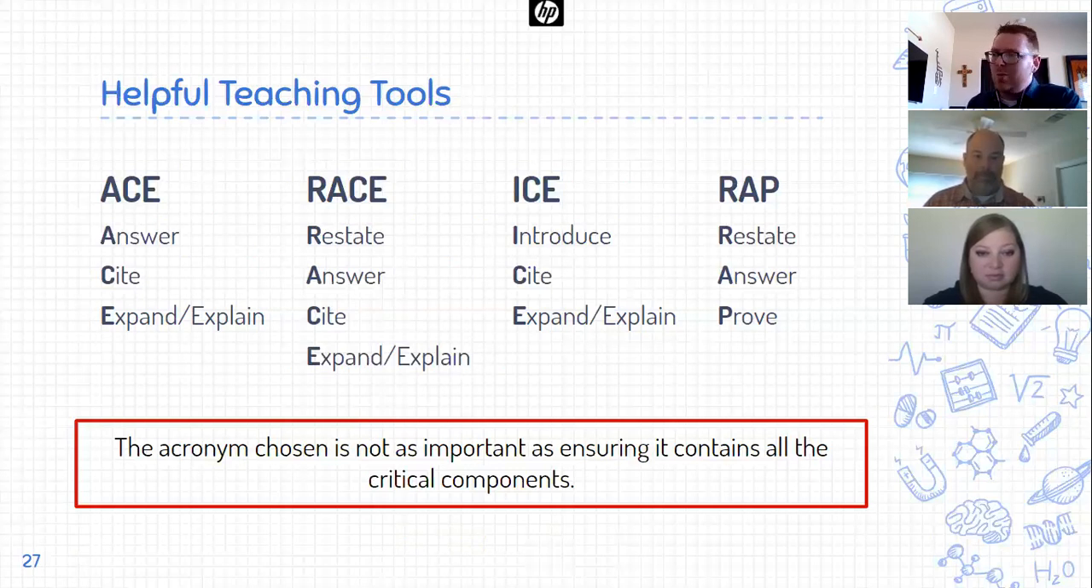I think the only one that's different is RAP, and it kind of rolls the citing and explanation into that prove component. I don't know about you guys. I don't feel like the acronym is all that important. I think the key here is whatever tool that is chosen, we're teaching our kids to have, again, those core pieces in their responses so that they're full and accurate. Absolutely.